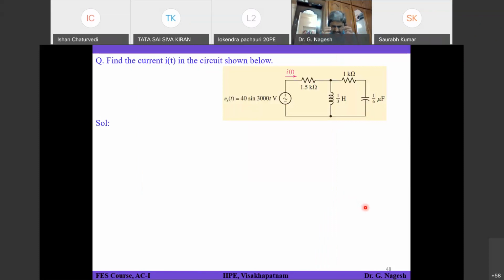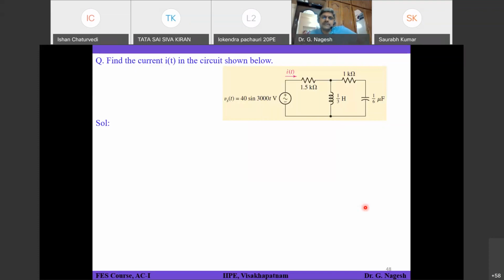In the last class, someone asked what will happen if my source is not a function of cos, if it is a function of sine. So how to deal with it? At that time we discussed we can convert the sine function into an equivalent cosine function by adding or subtracting 90. In this question they are asking to find the current i of t in the circuit.